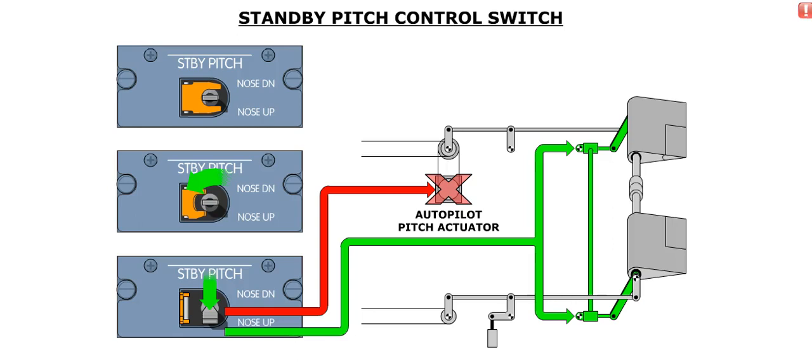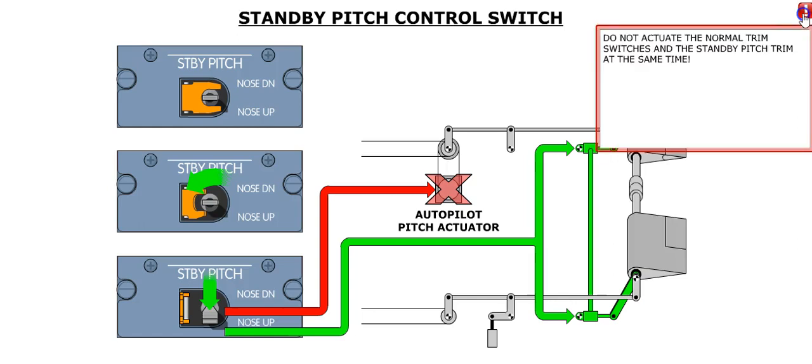The pitch trim system can also be controlled by the guarded standby pitch control switch on the center pedestal. Actuating the switch will drive both electric motors of the trim actuators in the selected direction. As in the case of the pitch trim rocker switches, actuation of the standby pitch control switch will also disengage the autopilot.